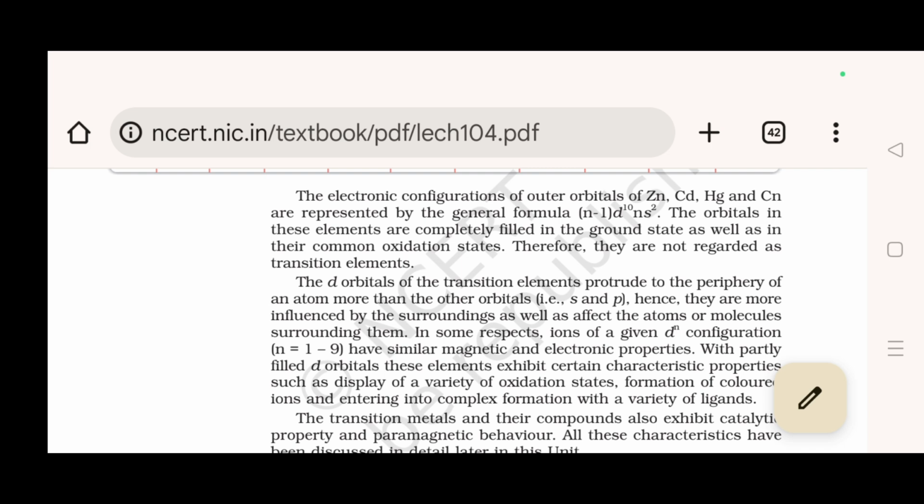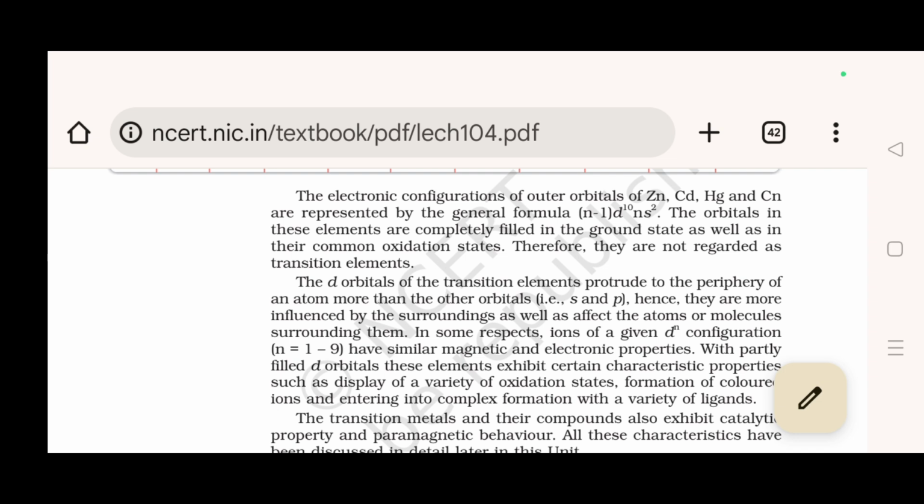The electronic configuration of the outer orbitals of zinc, cadmium, mercury is represented by the general formula (n-1)d10 ns2. The orbitals in these elements are completely filled in the ground state and they are not regarded as transition elements. The d orbitals of transition elements protrude to the periphery of an atom more than the other orbitals, that is s and p.